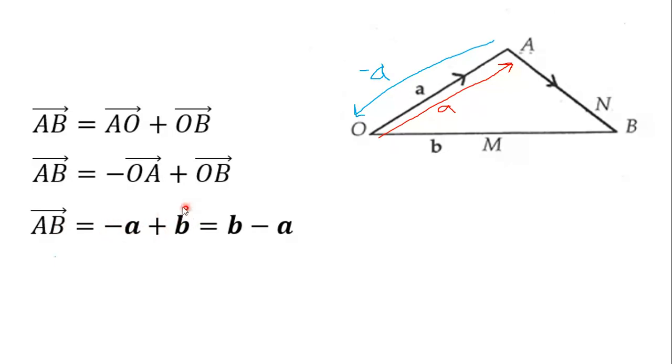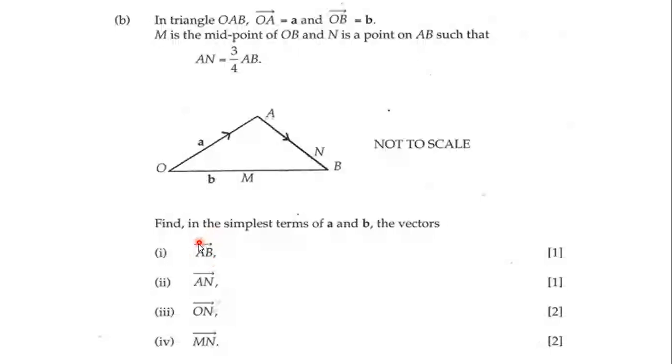This is the answer. But remember that addition is commutative. That is to say that the order in which we add numbers doesn't matter. That means that 5 plus 3 is equal to 3 plus 5, and 7 plus 8 is equal to 8 plus 7. And so negative a plus b is the same thing as b minus a. I just switch them, and that's totally fine. So we have that AB equals b minus a. We're done with that particular one.